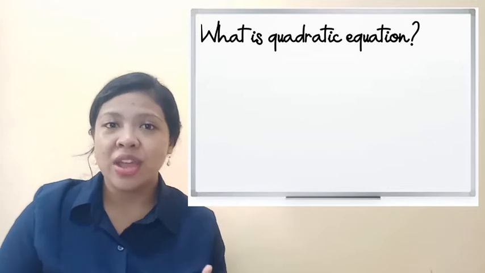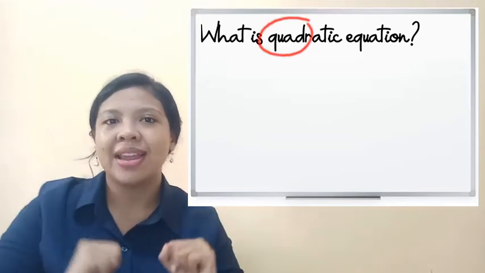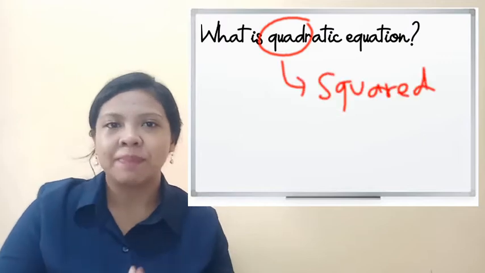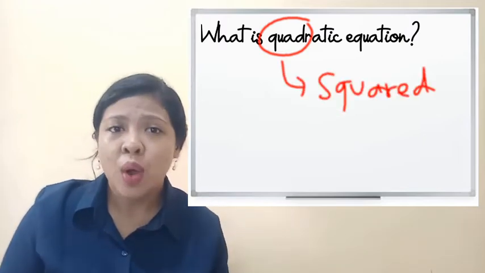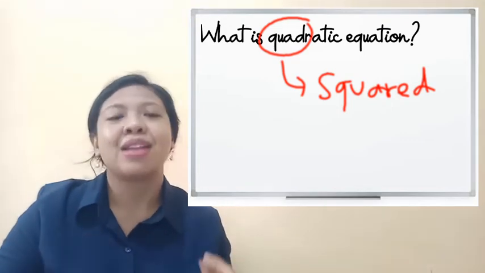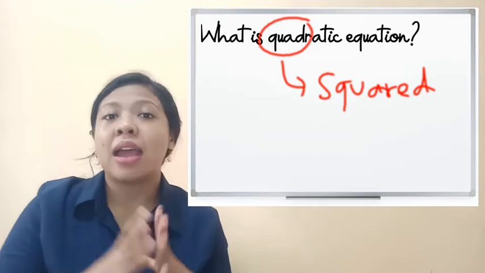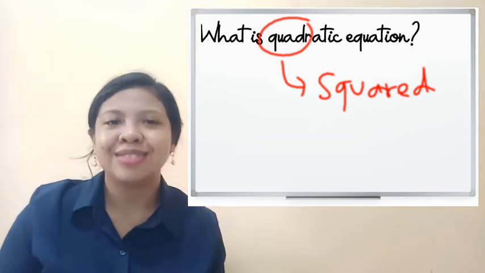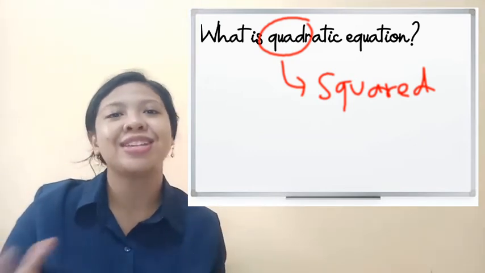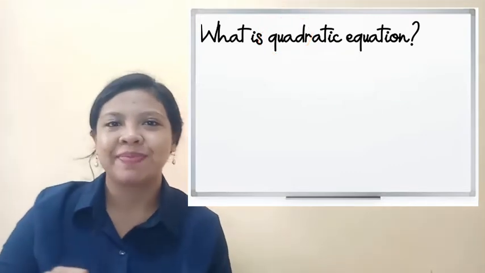So, a quadratic equation is an equation that came from the word quad, which means square. Why is it called square? It's because there is a variable that's squared or powered by 2. This kind of equation is also called an equation of degree 2 because the biggest degree is 2.